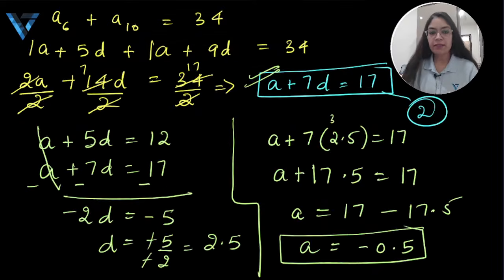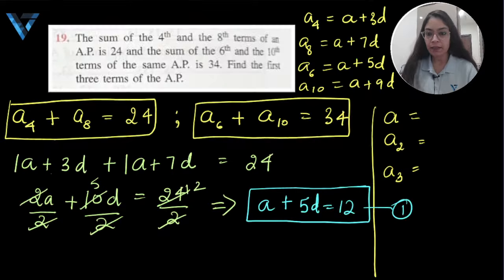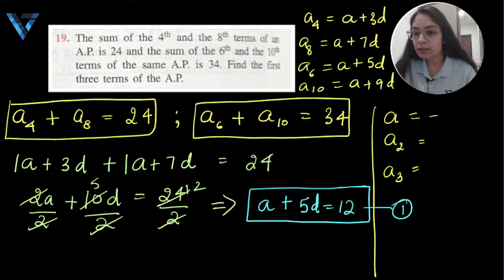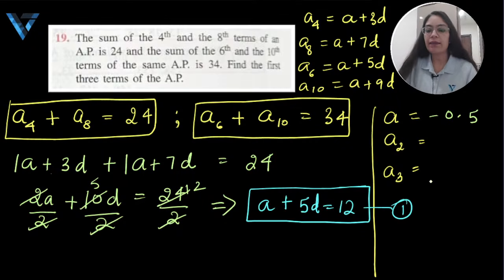In each and every question, we are getting simultaneous linear equations in two variables, and we are just solving them and finding the values of A and D. But in this question, what did we have to find? We had to find the first term, which we have already found. We have to find the second and third terms. The question is not completed yet: three terms we have to find, not only the values of A and D.